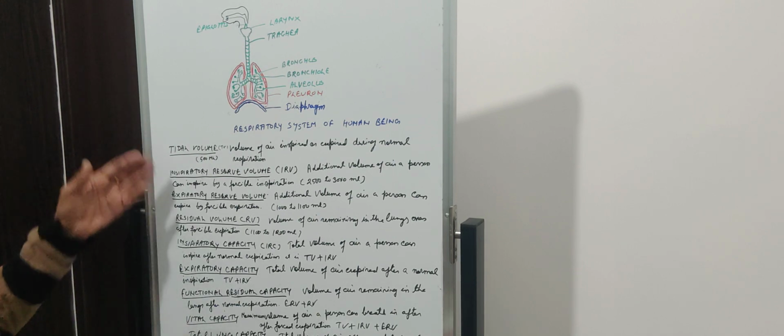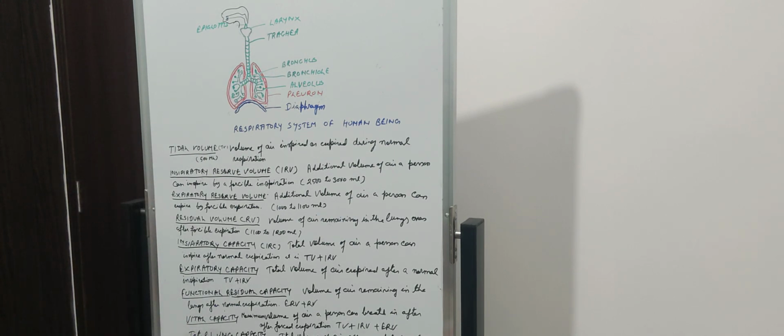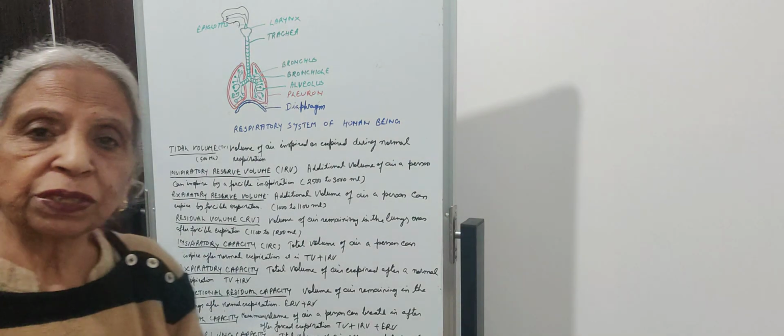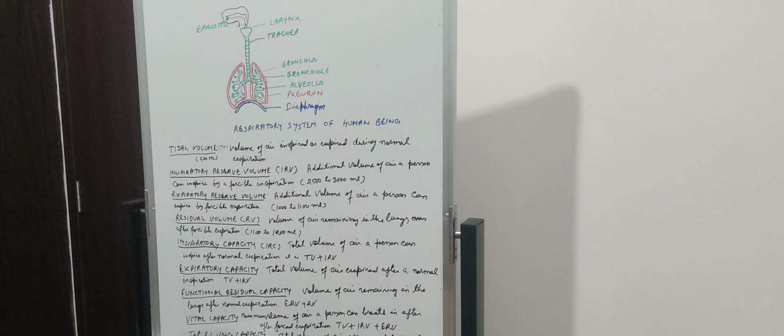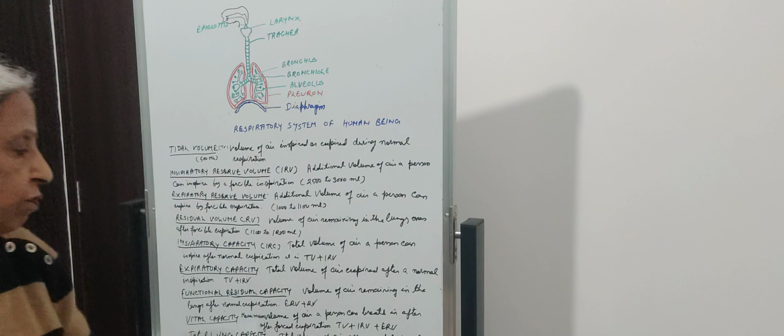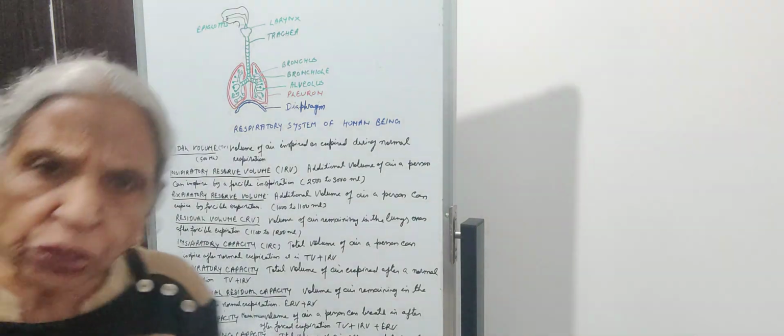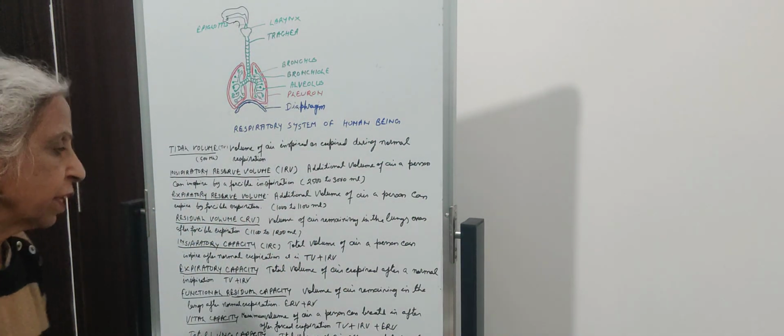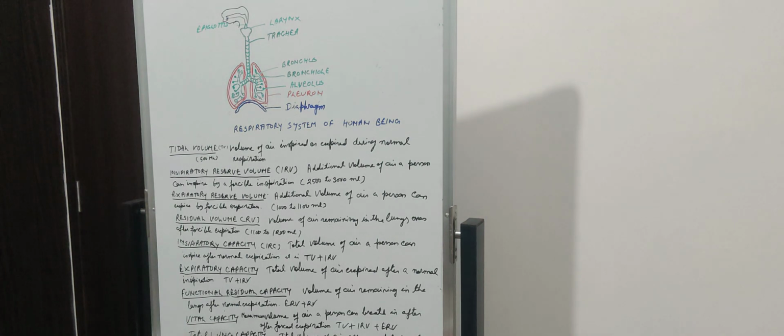Then depending upon this volume, the capacity of the lungs has been described. One is inspiratory capacity. It is the total volume of air a person can inspire after normal expiration. सांस छोड़ने के बाद जब हम सांस लेते हैं normally, that capacity is called the inspiratory capacity. It is equal to tidal volume plus inspiratory reserve volume.